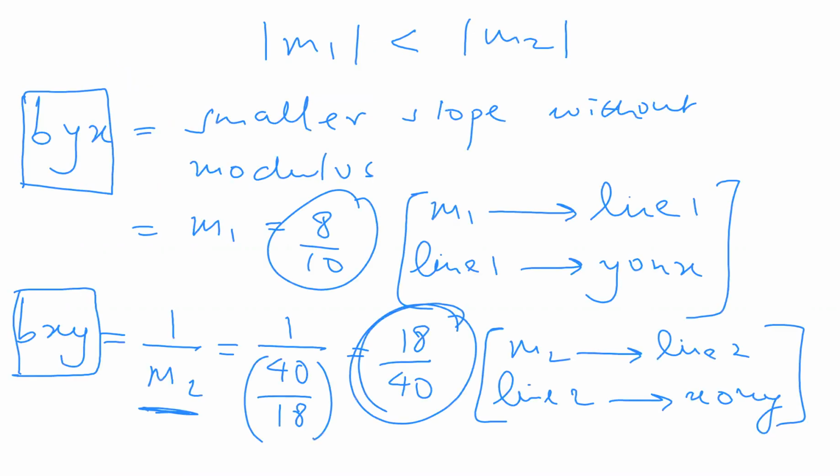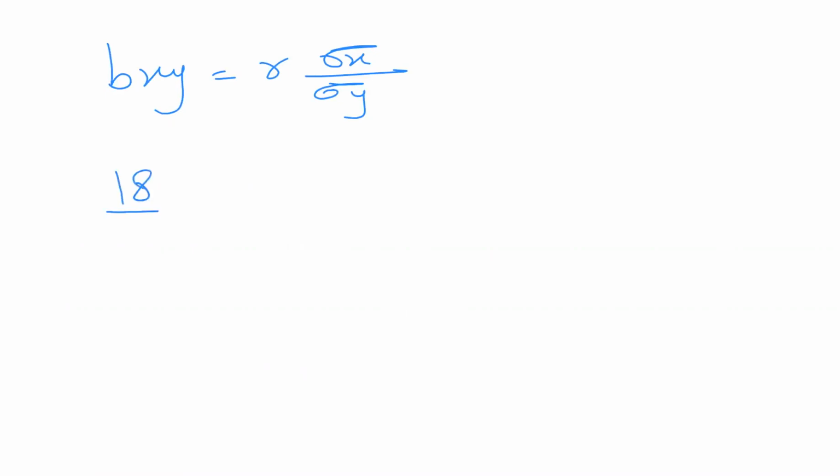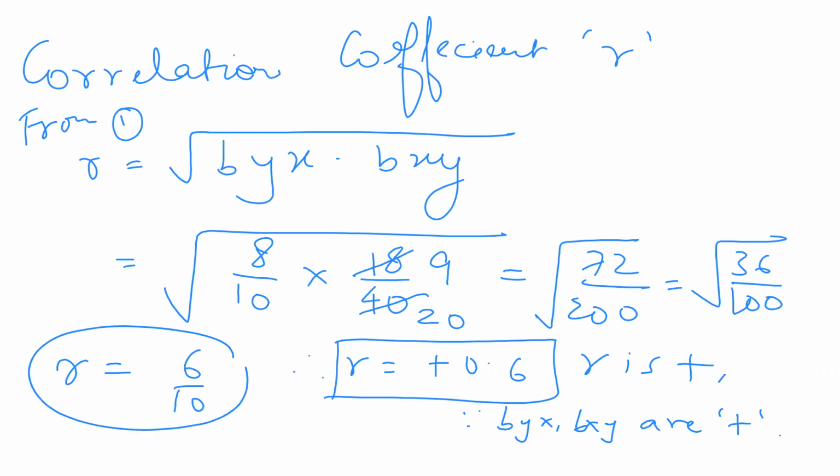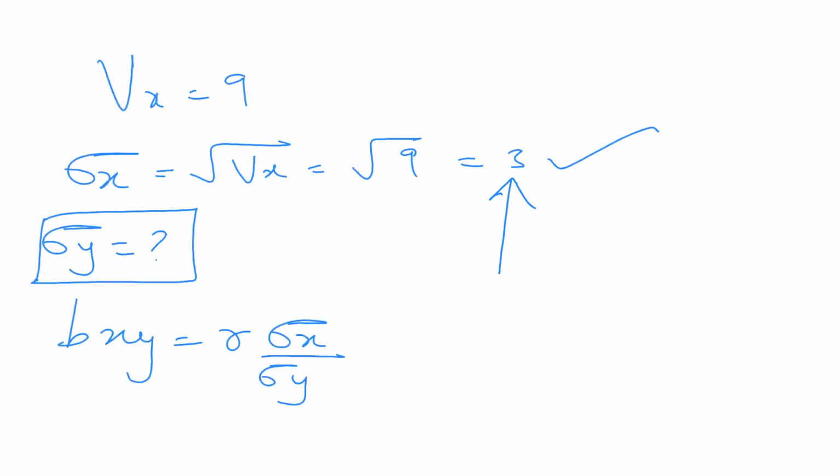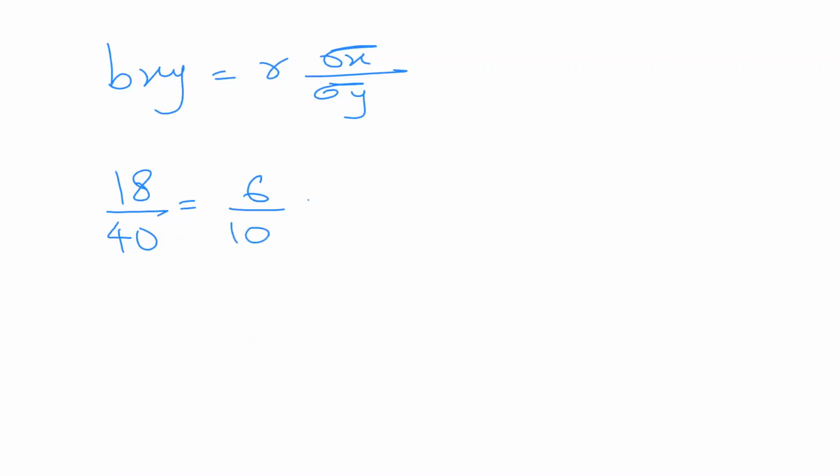Bxy is equal to 18 upon 40, right? So I'm writing 18 upon 40 over here. R we have also calculated. What is R? R is 6 upon 10 or 0.6. So let's take 6 upon 10 with a positive sign. Sigma x we just calculated, which is 3. And the only thing that we don't know is sigma y.